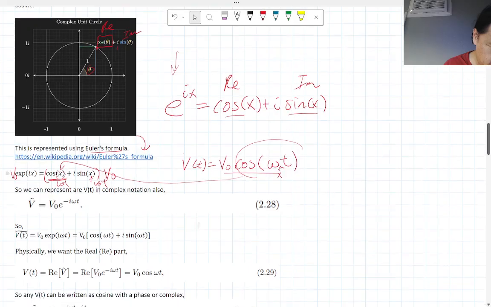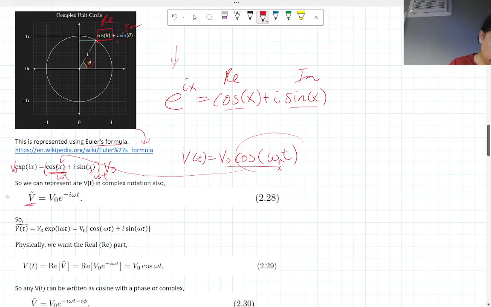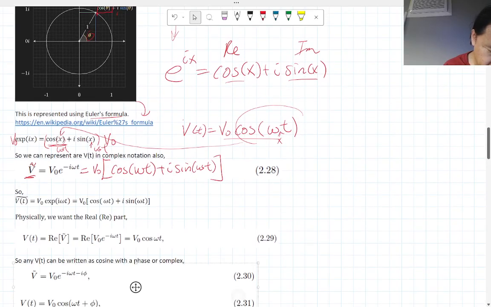So the complex version of V is represented by the book with this V tilde in here, and I'm going to warn you that the book will use this symbol for multiple purposes. In this case, it's just the complex voltage. It's going to be V naught e to the minus i omega t. So this is the same thing as writing V naught, big parentheses, cosine of omega t plus i sine omega t.